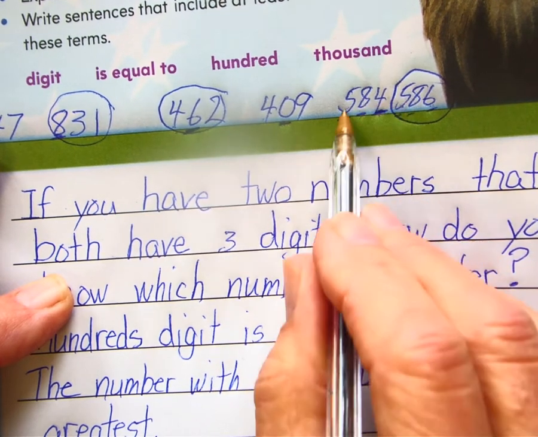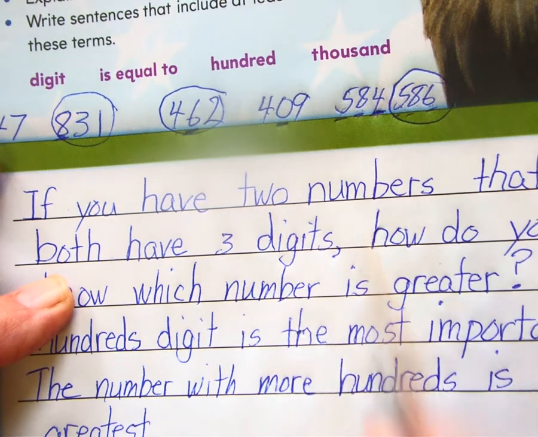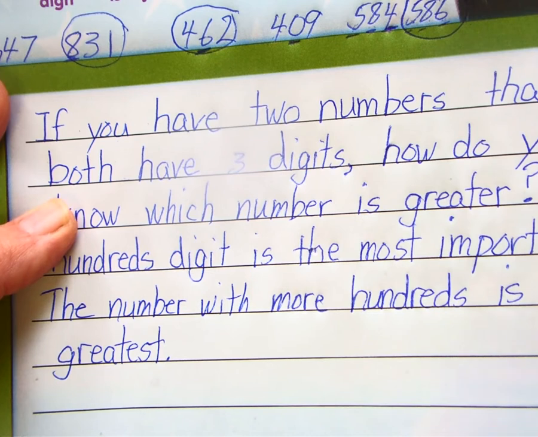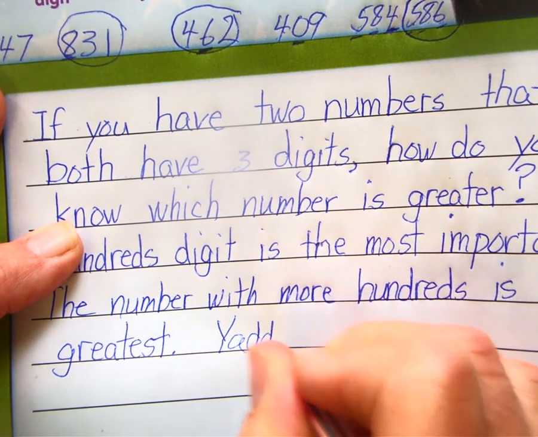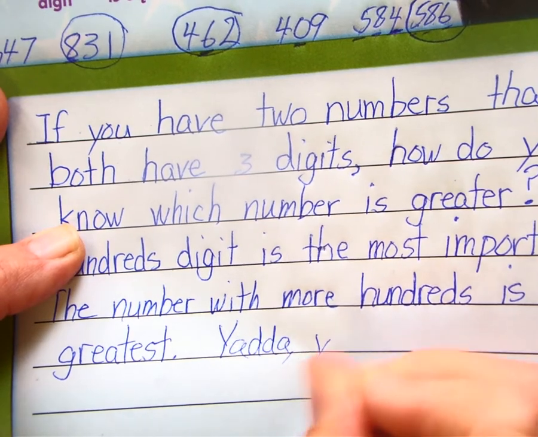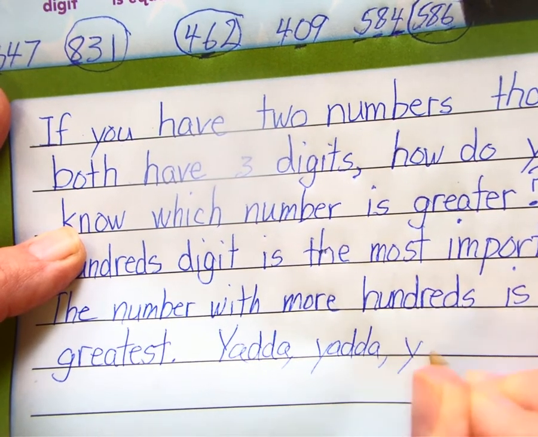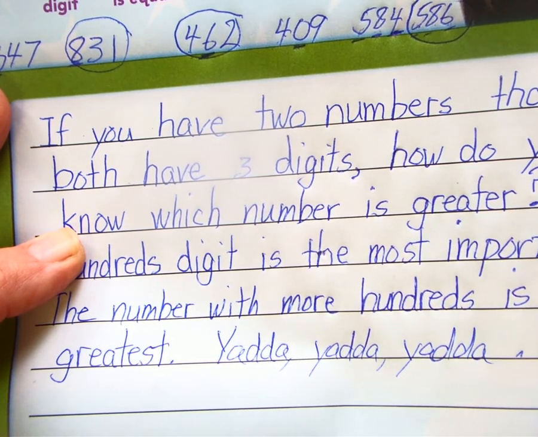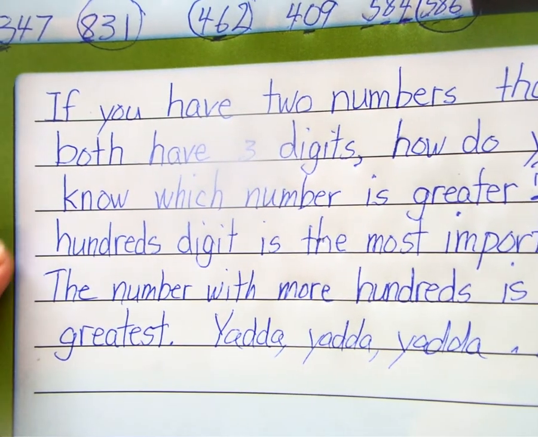Because here the hundreds were the same, the tens were the same. Then we have to look at the ones. We're not going to write all that down here. Way too much. So we're just going to put yada, yada, yada. Dot, dot, dot. Means it goes on and on and on. We're not going to write all that. That's too much and it defeats all purpose.